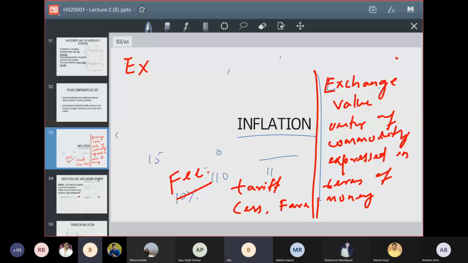To illustrate the difference between exchange value and use value, think of water. Say if you are not thirsty, then the use value of water is very limited. But if you are in, say, the desert of Rajasthan, where water is very limitedly available, and you are thirsty, then the use value of water is very high, but the exchange value probably remains the same. In that effect, Adam Smith gave a classic example to illustrate the difference between exchange value and use value, which is known as the water diamond paradox.